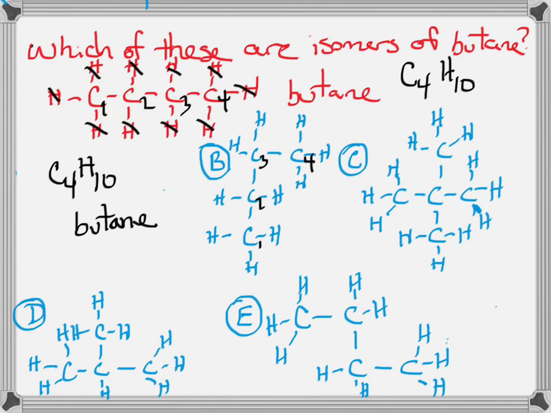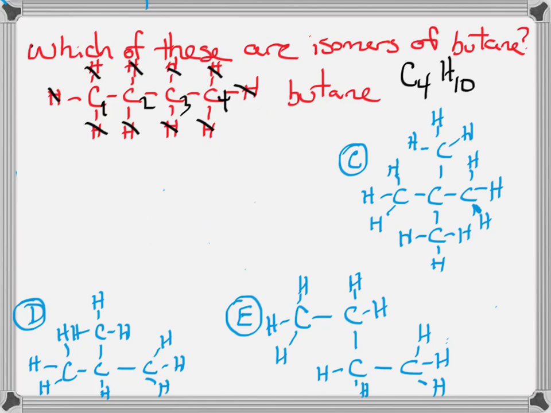Let's go on to structure C. So in both A and B, the structure was the same. So they weren't isomers, they were the same molecule.